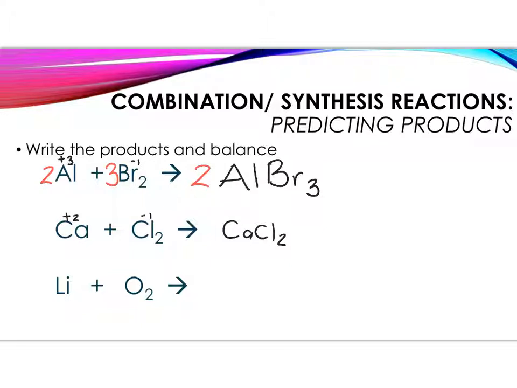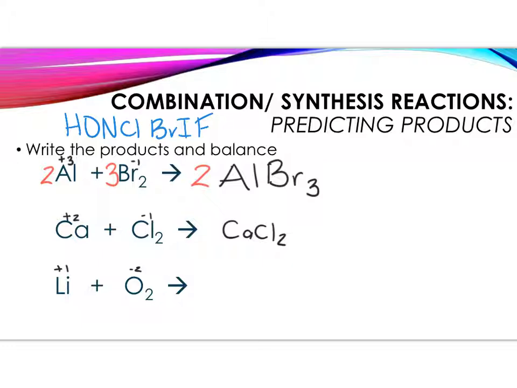Last example, lithium and oxygen. Lithium has a positive 1 charge, our oxygen has a negative 2 charge. The only reason that there are 2's here is because of our Hankel-Brith. And if you don't remember what that is yet, you can refer to this. These are all our elements that are going to be found as diatomic elements when they're by themselves.